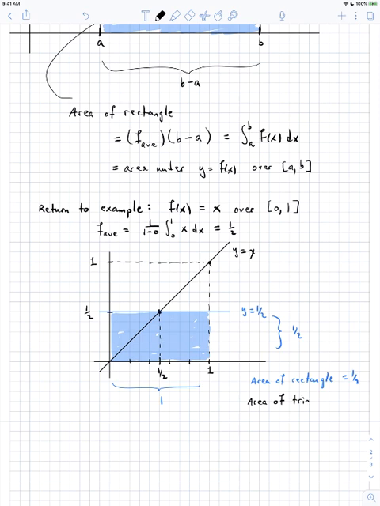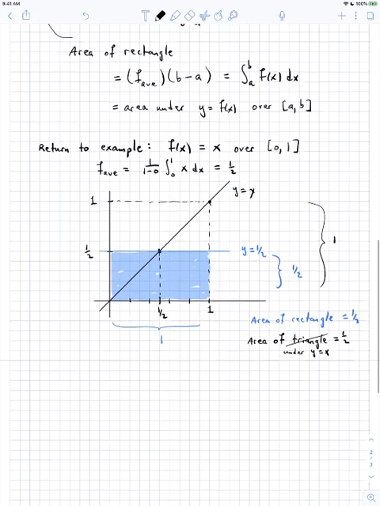So the area of the triangle, which is the area under the curve, is going to be 1/2 the base times the height. But again, the base is 1, and in this case, the height or the altitude is also 1. So the area of the triangle, or I should say the area under the curve, is equal to 1/2, and you can see that they're the same. So that's our first example. Let's do another example.